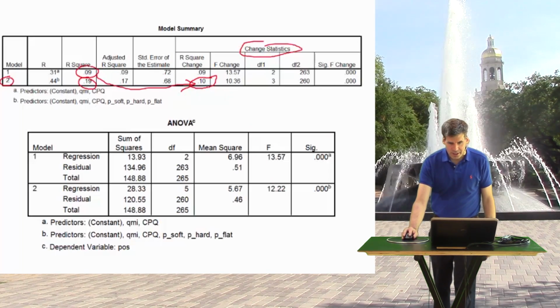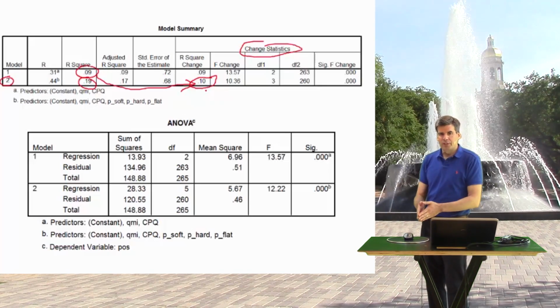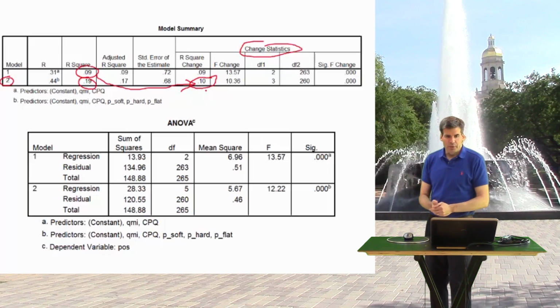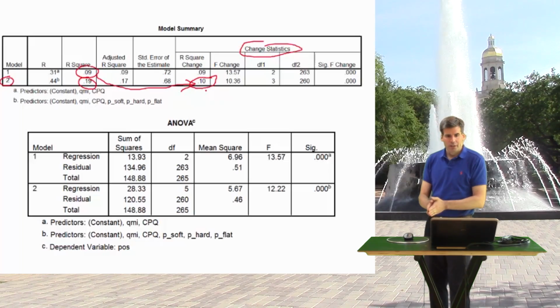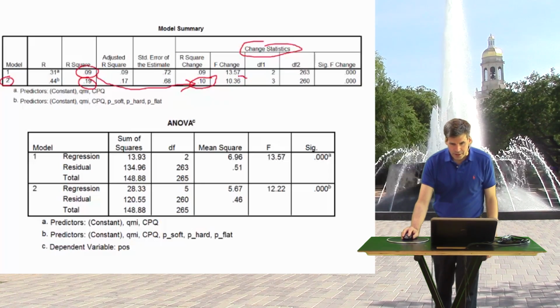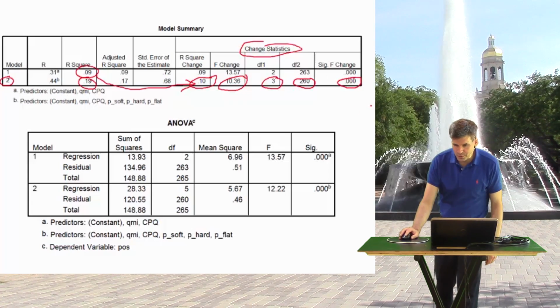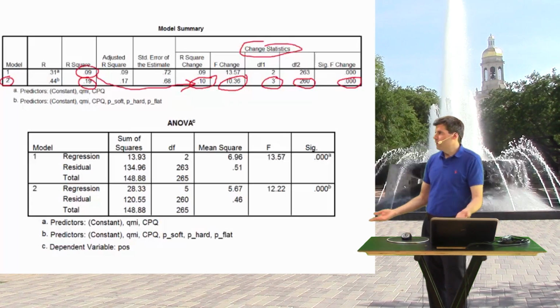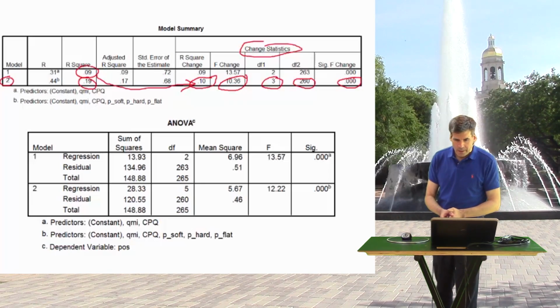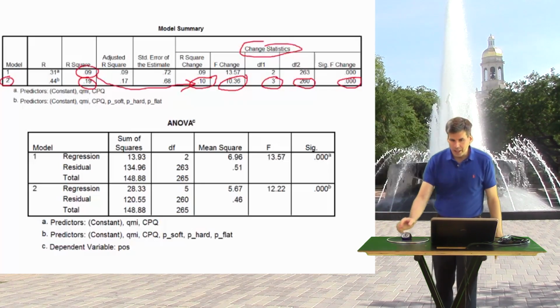And if I want to test the significance of that R-squared change, I use an F change, or delta F. The symbol delta stands for change, so we can call R-squared change delta R-squared, and F change delta F. The delta F, right here, is 10.36, with 3 degrees of freedom numerator and 260 degrees of freedom denominator, and the probability of that F value, if the null hypothesis were true, is less than 0.001, or rounds to 0.000.